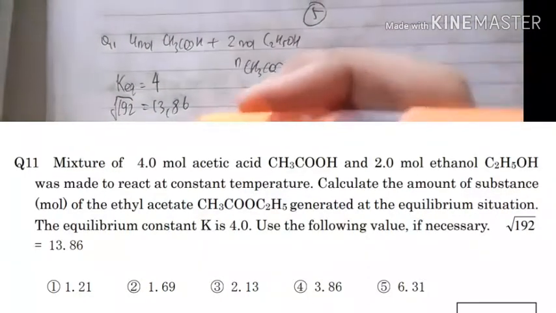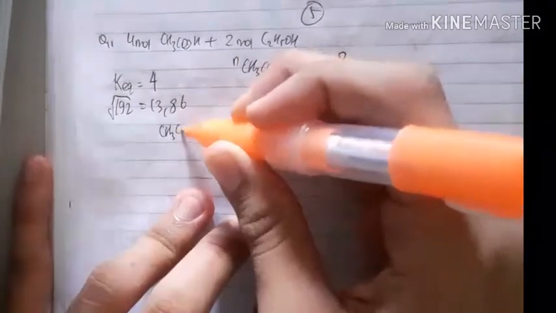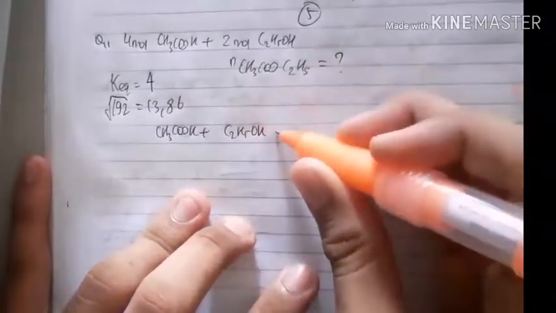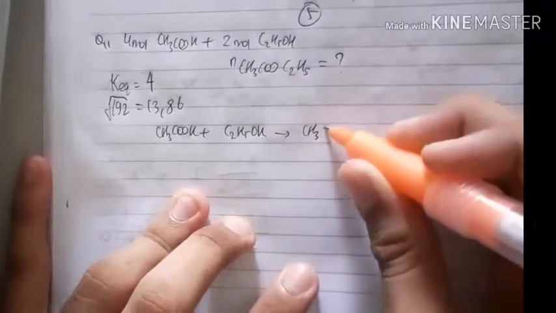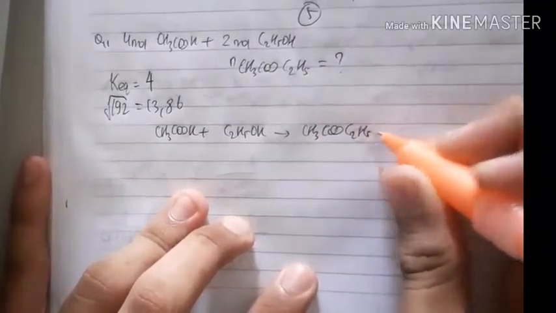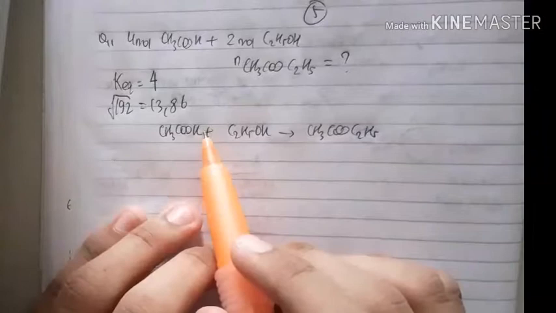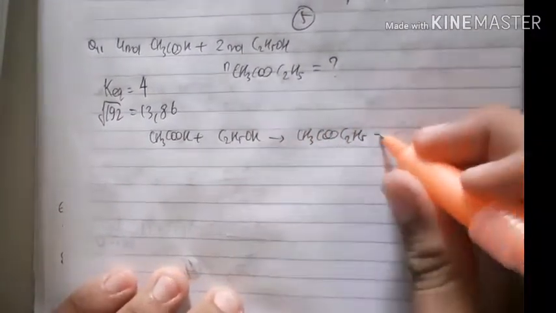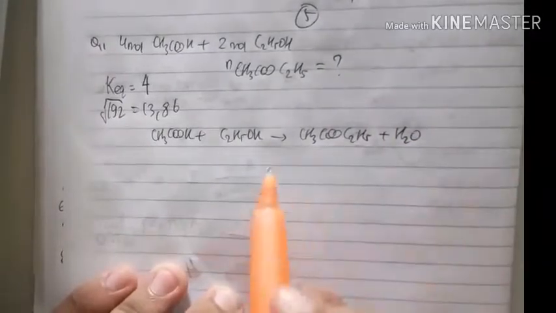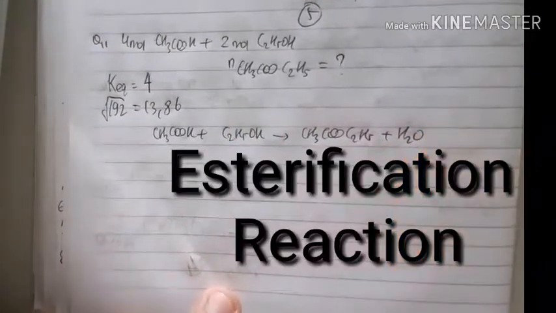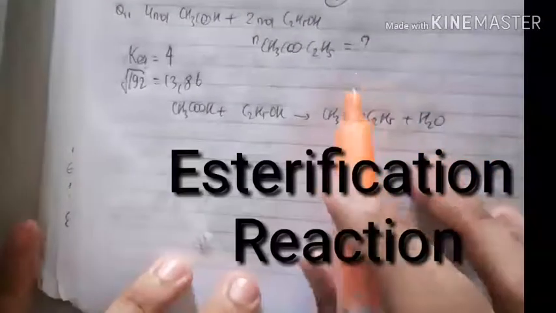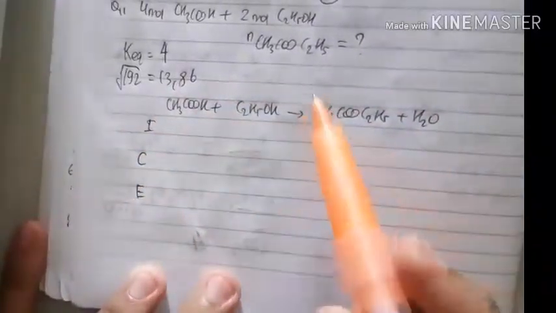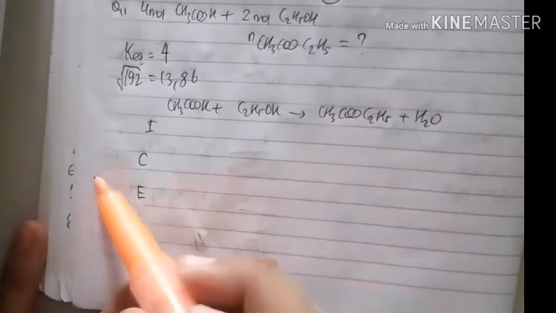Now we should know that when you react acetic acid with alcohol, you will get ethyl acetate, right? Because when a carboxylic acid and an alcohol react, they become an ester and also water. So this is called the esterification reaction. And now we just use the ICE table to determine the moles of ethyl acetate.